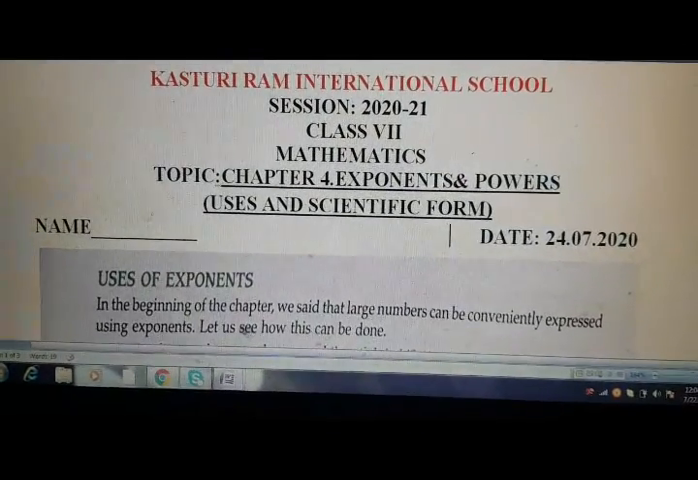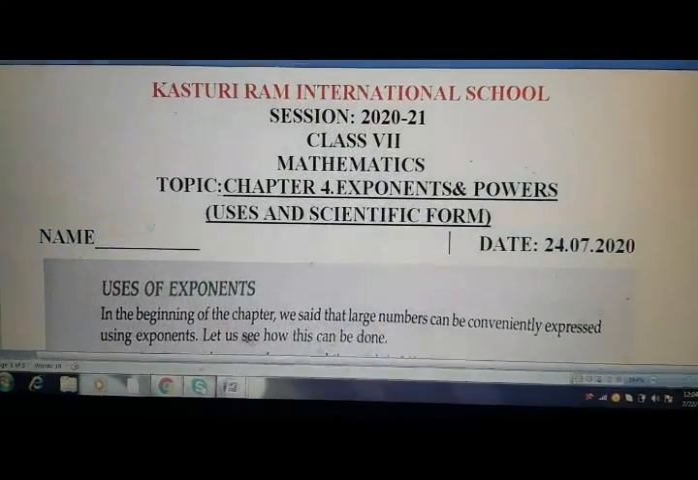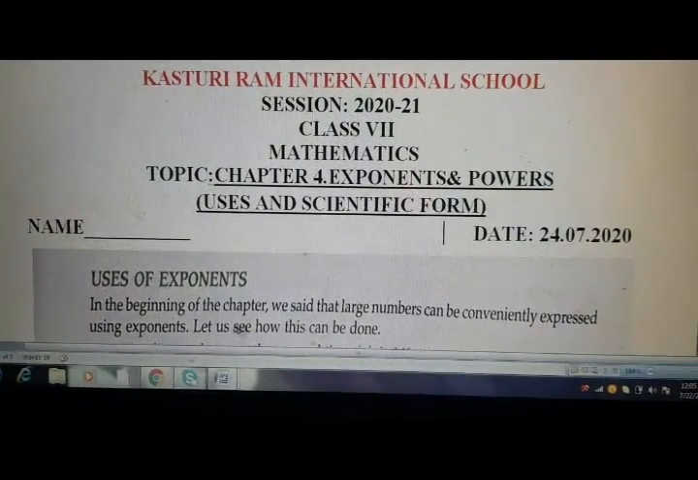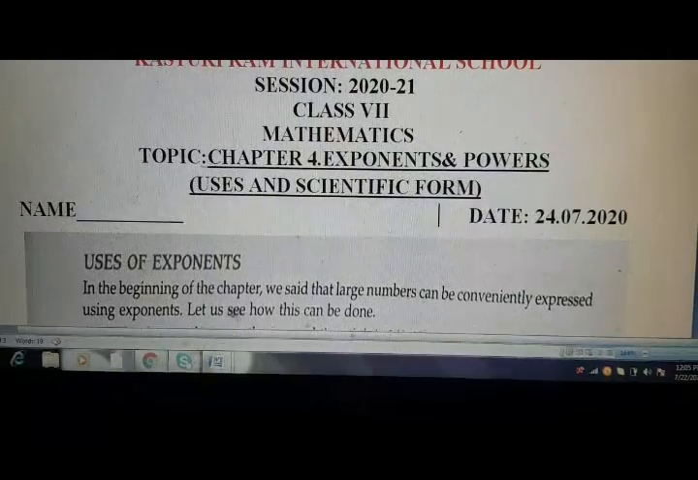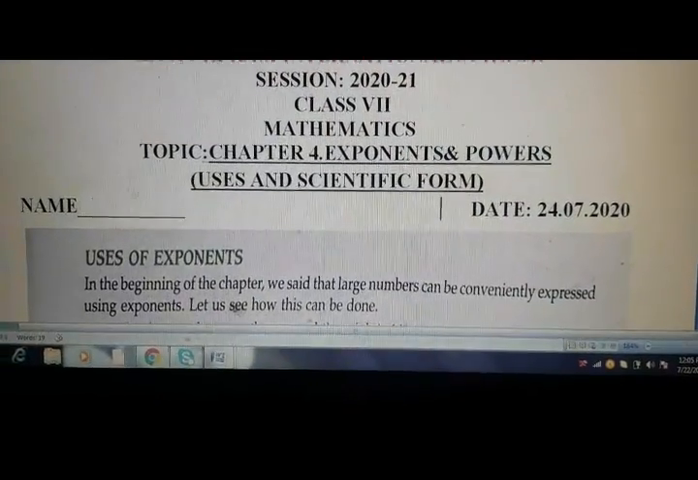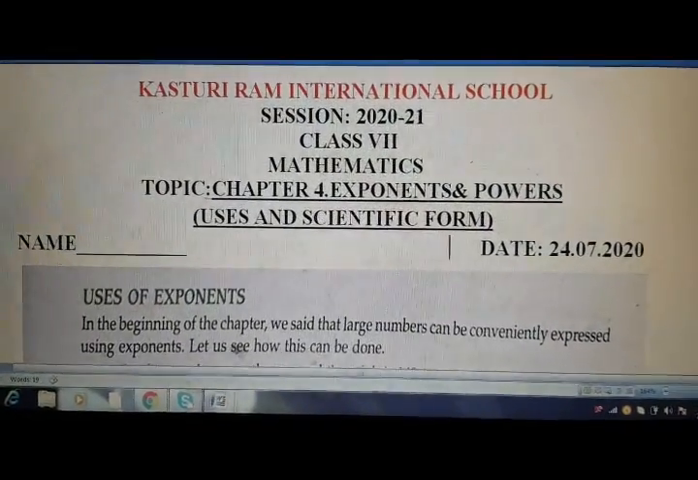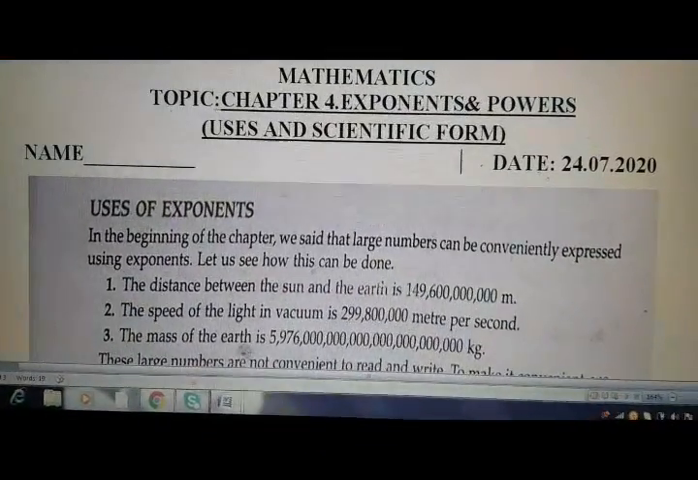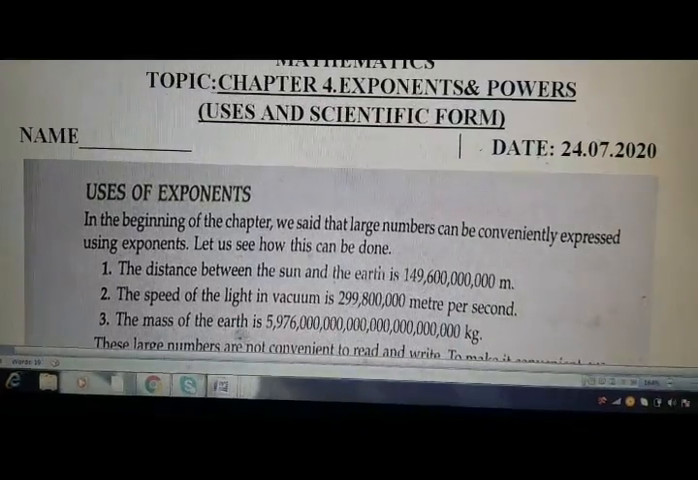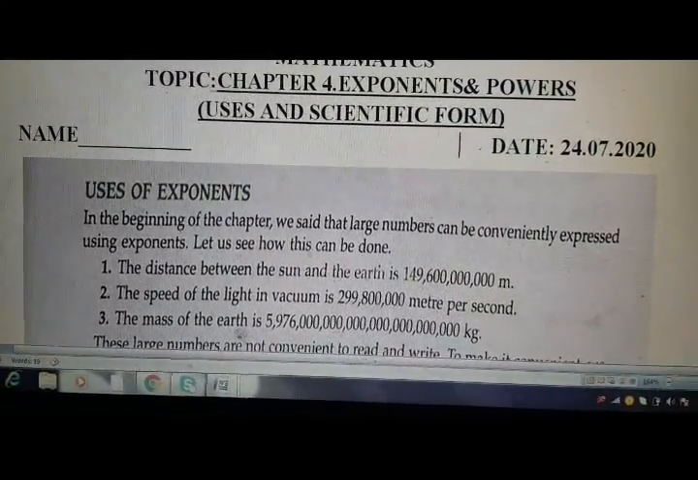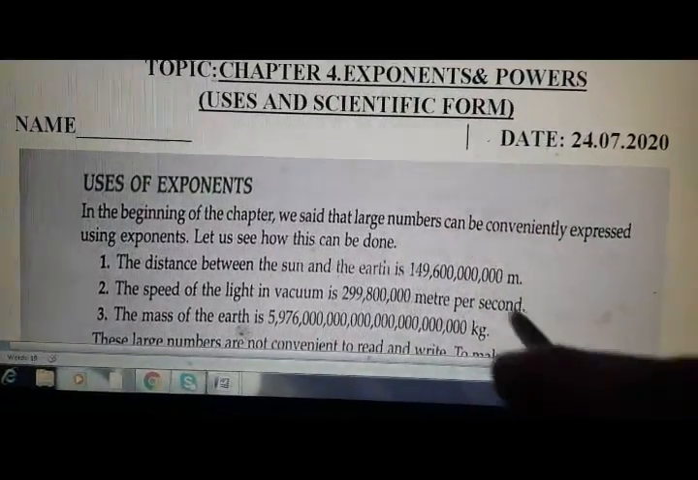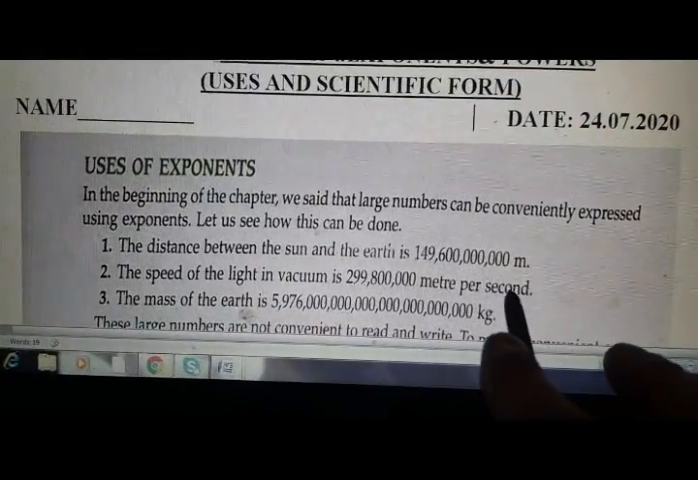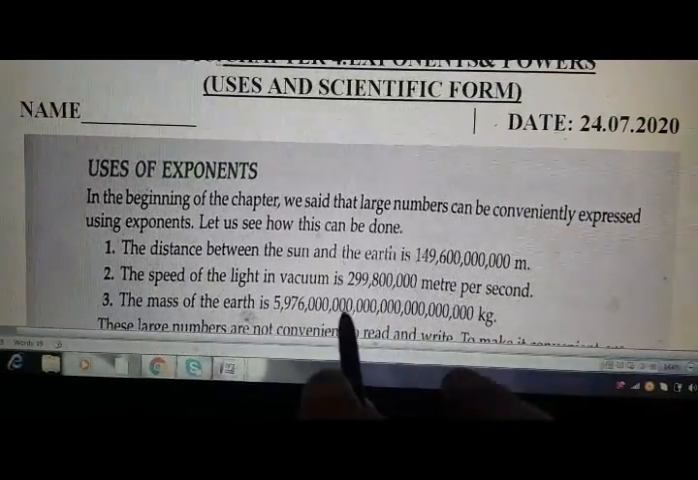In the beginning of the chapter only, I have already mentioned and explained why we use exponents, so that large numbers can be conveniently expressed in an easy form, which we are able to write and read. For example, the distance between the sun and the earth, the speed of light in vacuum, the mass of earth. If you can see here, the numbers are so huge, it makes you very uncomfortable in reading, and you have to go through it and then understand.